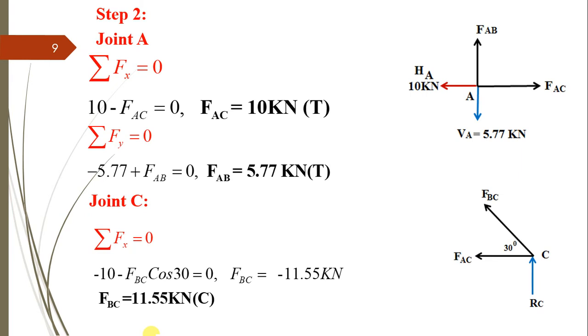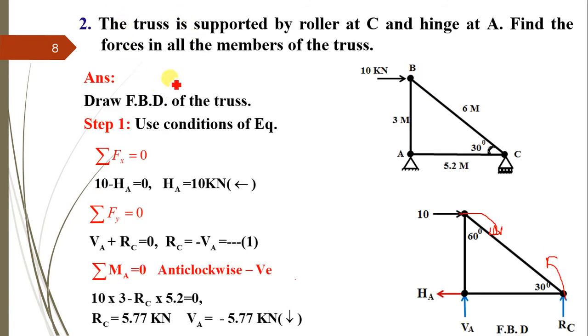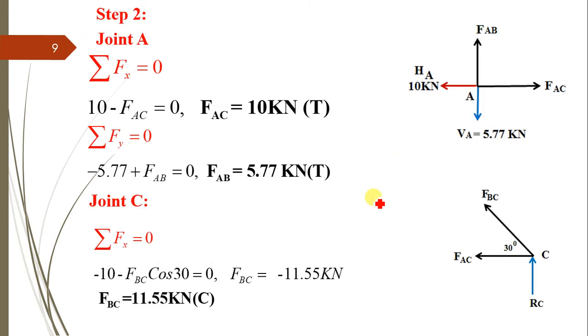Now in step number 2, we have to consider the joint equilibrium. Considering joint A, there are two members FAB and FAC and two unknown reactions HA and VA. Applying summation of Fx, FAC equals 10, and summation of Fy, FAB equals 5.77.